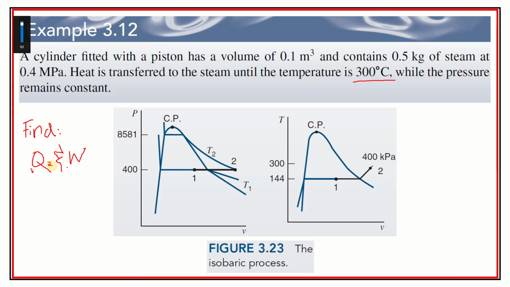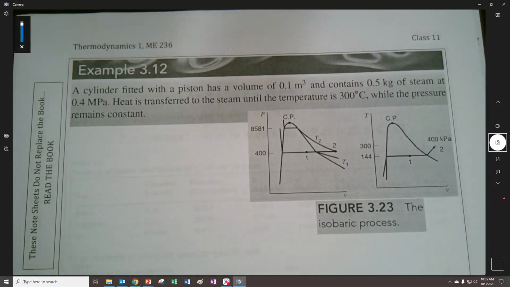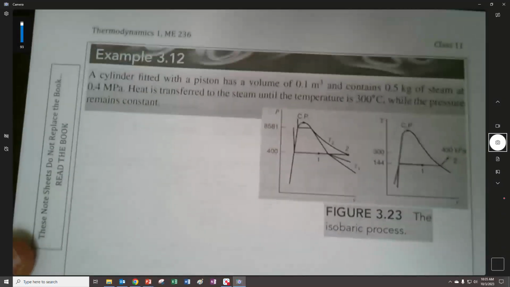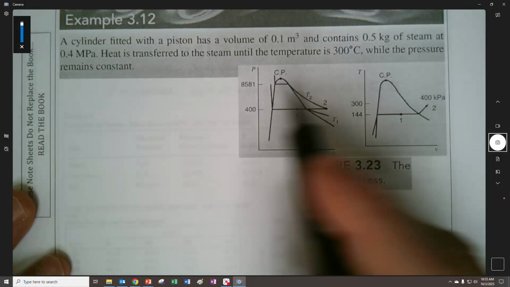All right, remember that we're always looking at what happens between things. The pressure remains constant, so therefore we have an isobaric process. And they've already kind of showed you what the results are going to be, but let's pretend we didn't see it. Let's pretend. Okay, so first we're going to try to find out what happens at state 1.